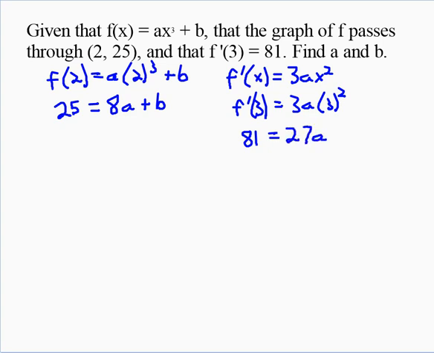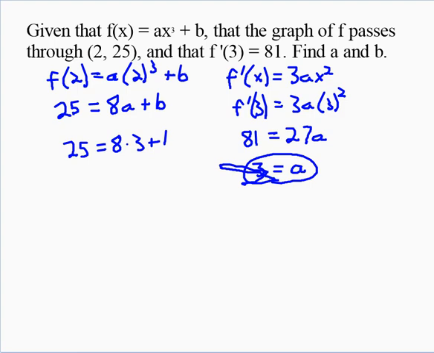And now this is a nice simple equation to solve. Divide both sides by 27. You get a equals 3. Now that we know a, that's part of our answer. We wanted to find a and b, so there's a. We're going to plug that back into our other equation. So we have 25 equals 8 times 3 plus b. We would subtract 24 from both sides, and we would get b equals 1. And that's it. We found a and b.